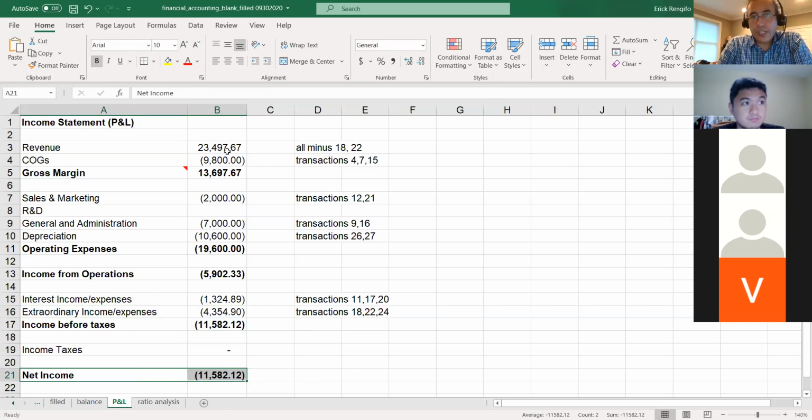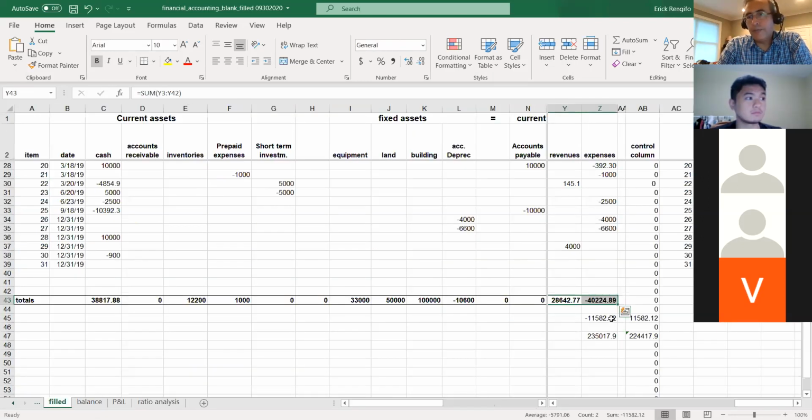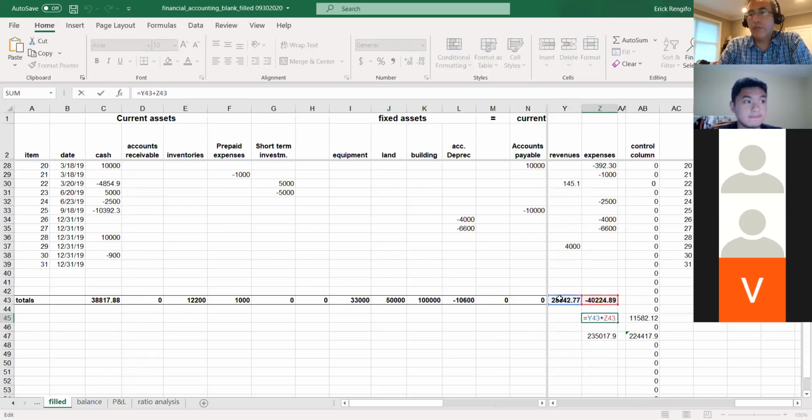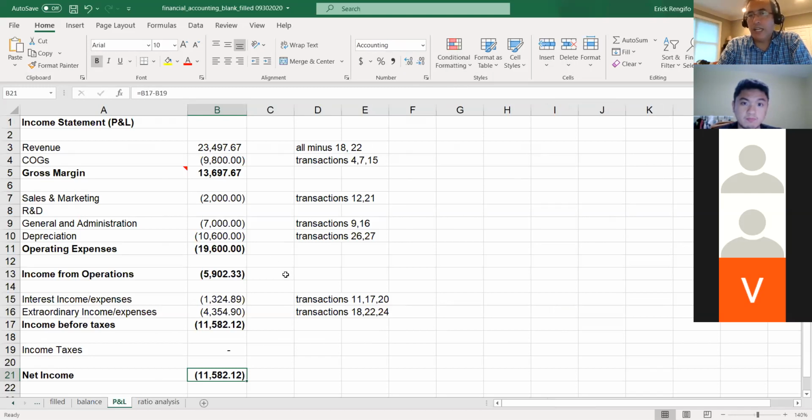One way of checking if this work is correct, guys, is that you need to see this number, 11,582, in this part here. And how do I get this number here? Well, it's very simple. It's my expenses minus my revenues. So this number, 11,582, must coincide with the P&L, because the P&L is simply an aggregation of the main account of all the accounts in the revenues and expenses.